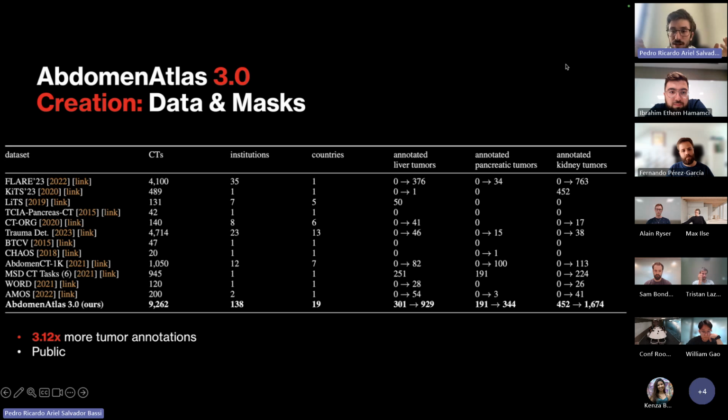Now, let's start talking about the data set creation. The first step to create Abdomen Atlas 3.0 was creating segmentation masks for the tumors. Not only do we aggregate many public segmentation data sets, we also provide many tumor segmentation masks for them. Many of these data sets were not originally tumor segmentation data sets. They were organ segmentation data sets, so they did not have tumor annotations.